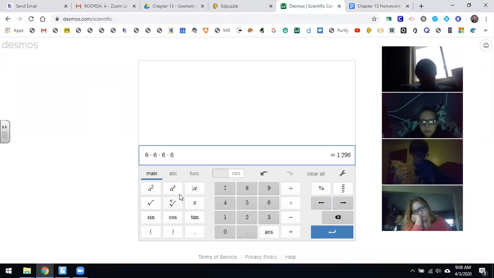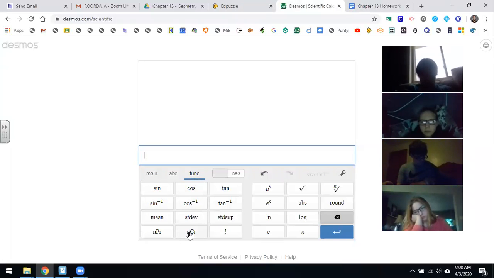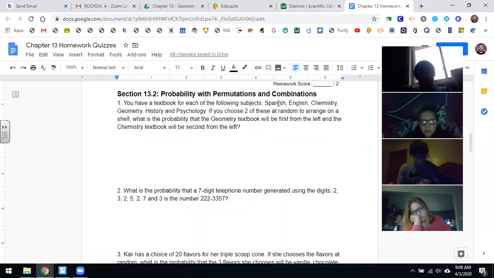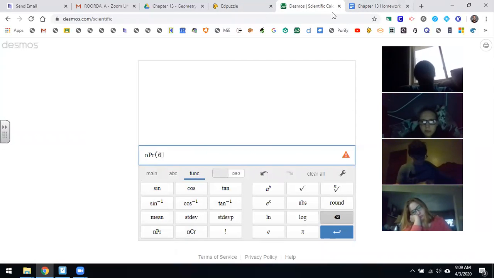So on our calculator, if you go to the functions right here, we actually have combinations right there. And permutations are when order matters. So this is a permutation, right? So we're going to use permutation. And we have how many different are we looking for? So 1, 2, 3, 4, 5, 6 different book options. So we're looking at 6 options, and we want to know what 2 of them are. Okay? So there's 30 different permutations in which this is what we want, right?